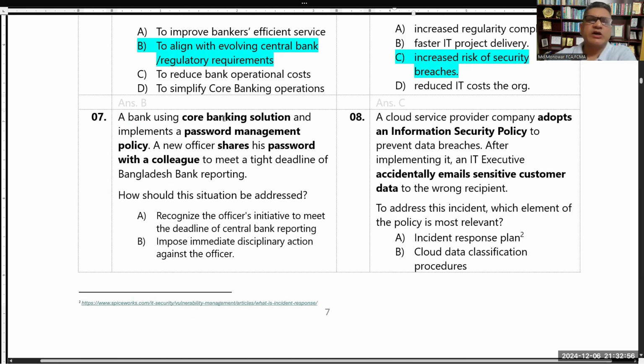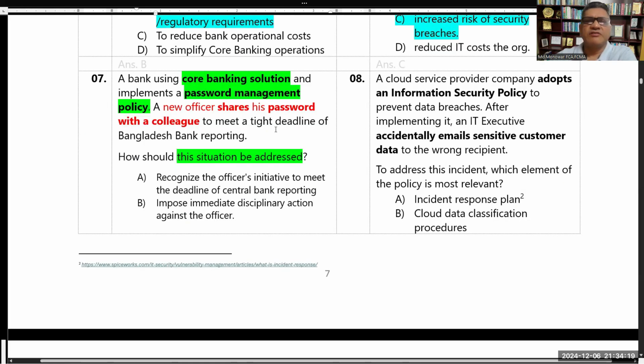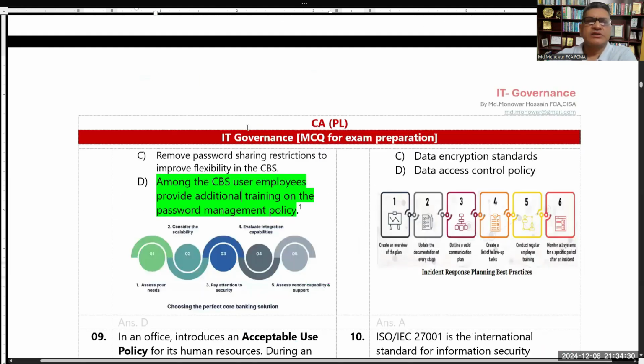A bank using a core banking solution implements a password management policy. A new officer shares his password with a colleague to meet a tight deadline of Bangladesh Bank reporting. The situation is very clear here. How should this situation be addressed? The answer would be among the CBS options. CBS means core banking solution. Employees should be provided additional training on the password management policy. It will help all employees understand the value of a password and what they should do in their workplace. So here the answer is D.